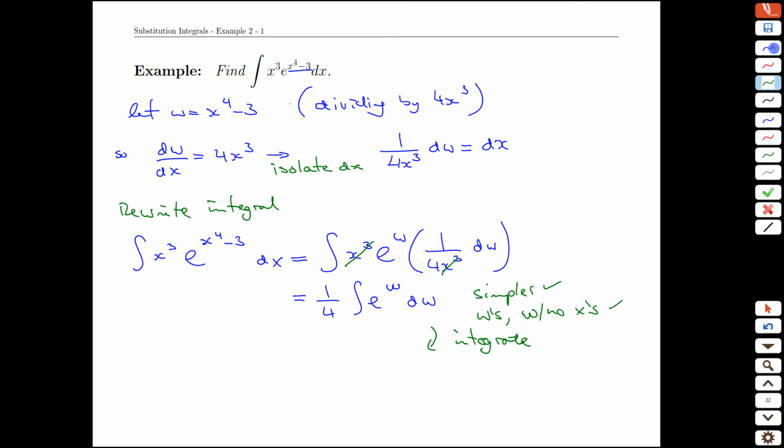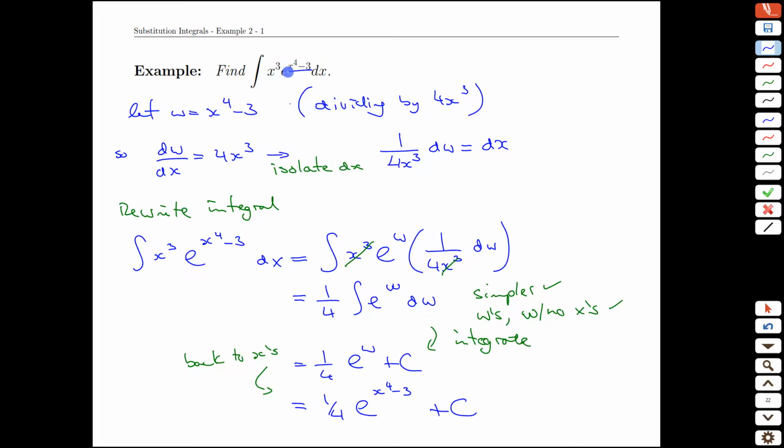W is our variable. The integral of e to the anything will be the e to the same thing as long as it's just a simple expression, plus c for our integral. And last but not least, we go back to x's. Our w is equal to x to the 4 minus 3. So we have 1/4 e to the x to the 4 minus 3 plus a constant on the outside.